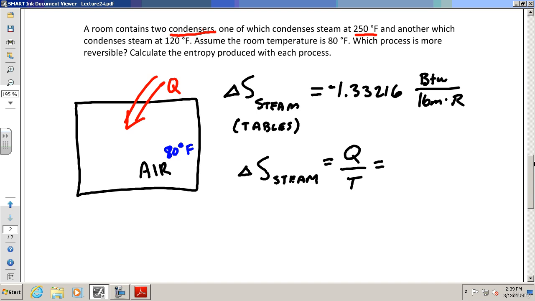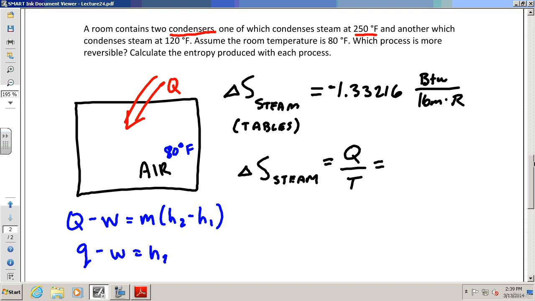Now, the first law for this process is very simple. Remember the first law, Q minus W is equal to m(H2 minus H1). But in this case, I don't have any m's, so I really have Q minus W equals H2 minus H1. But then, there's no W in this case, right? There's no work. Condensation doesn't produce any work. So simply, if I want to solve for Q here, it's simply going to be H2 minus H1 over T. That's all it's going to be.